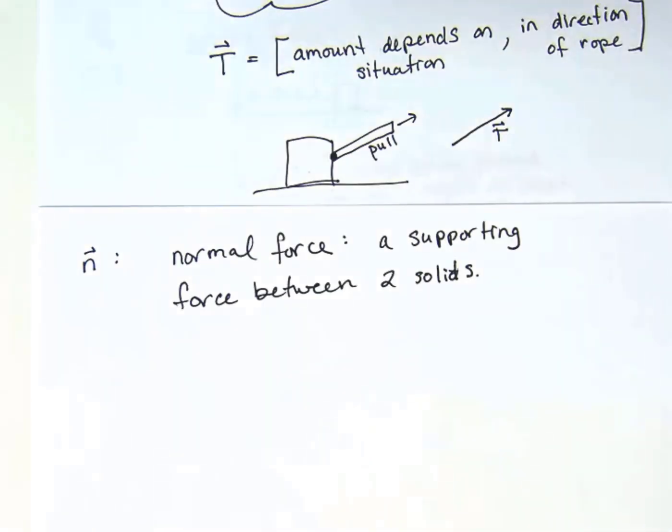So you can push on a wall. That would be a normal force. You can sit on a chair. The force between your bottom and the chair is the normal force. If you stand on a floor, it's the floor supporting you between two solids, your feet and the floor, right? So that's going to be the normal force as well.